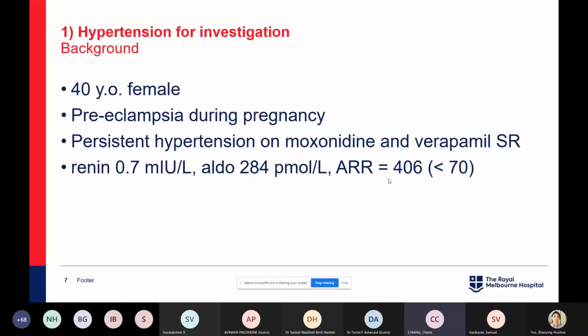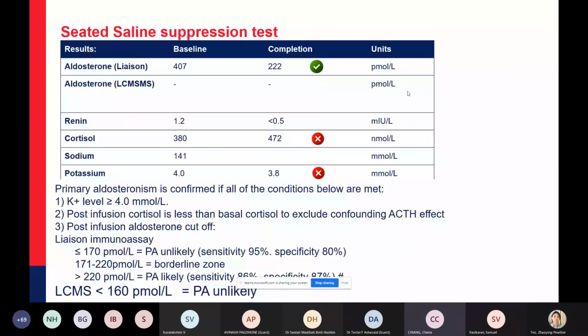So due to her age, as well as the fact that it's unusual at her age to require 2 agents to control blood pressure, and the abnormal ARR as a screening test, she proceeded to a saline suppression test. And in Royal Melbourne Hospital, we do seated saline suppression tests. Some institutions choose to do supine saline suppression tests.